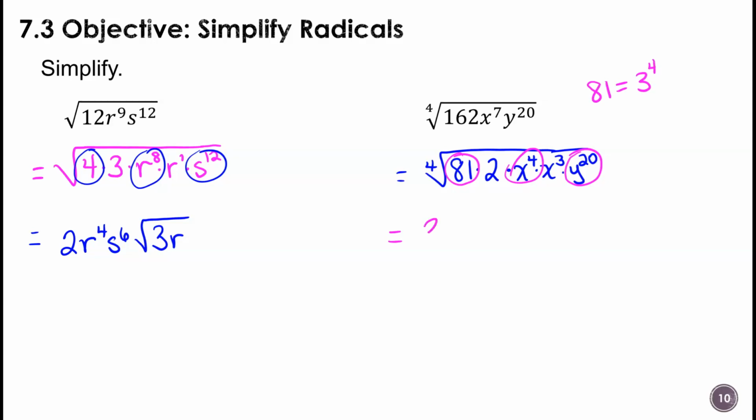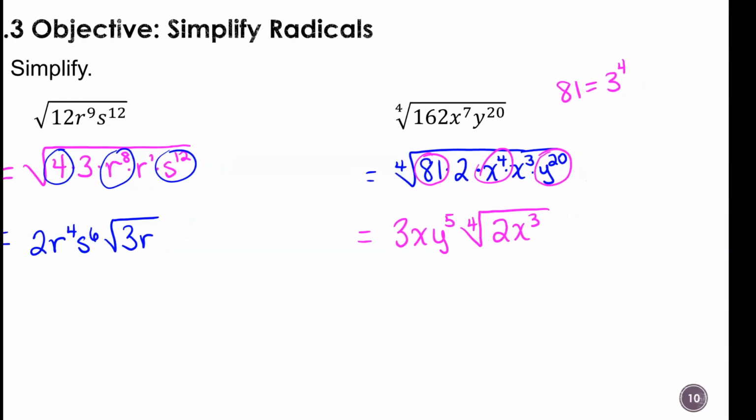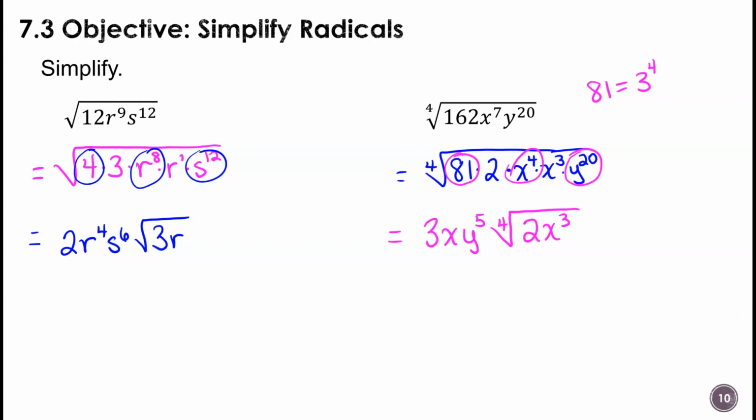So this will be 3x y to the 5th times the 4th root of 2x cubed, right? The 2x cubed stays because we can't take a root of that. And then this is the answer.